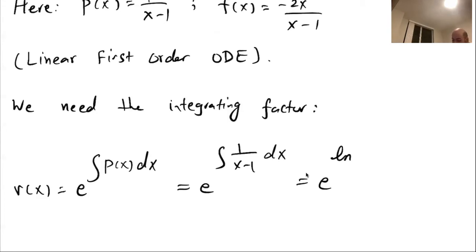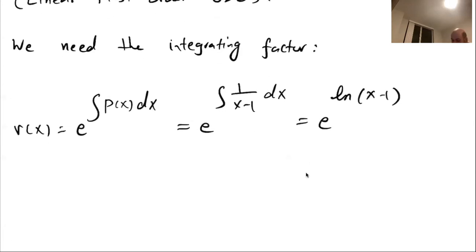ln x minus 1, and this is x minus 1. It's going to be absolute value x minus 1, basically, but you can assume x minus 1 is positive, because even if you include absolute value or plus minus here, ultimately we need one integrating factor. So that's why I just wrote x minus 1 here rather than absolute value x minus 1. We just need one integrating factor so that we multiply both sides by r of x.